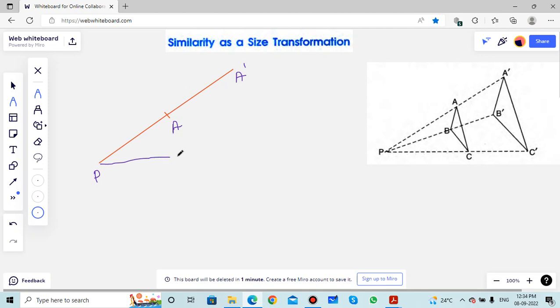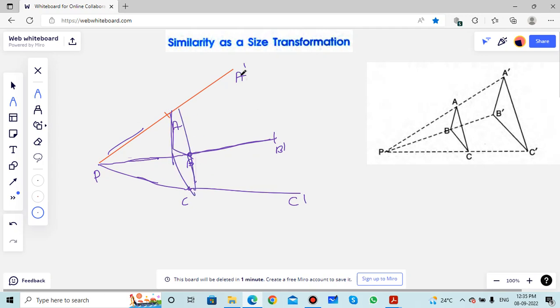Same thing that we do over here also. Produce it and extend it, mark it B. Then do it again over here, C. These lengths are different, but we are taking PB dash as double of PB, PC dash as double of PC, like that. And if you join all of these, it will form a triangle like this. I haven't drawn it properly.